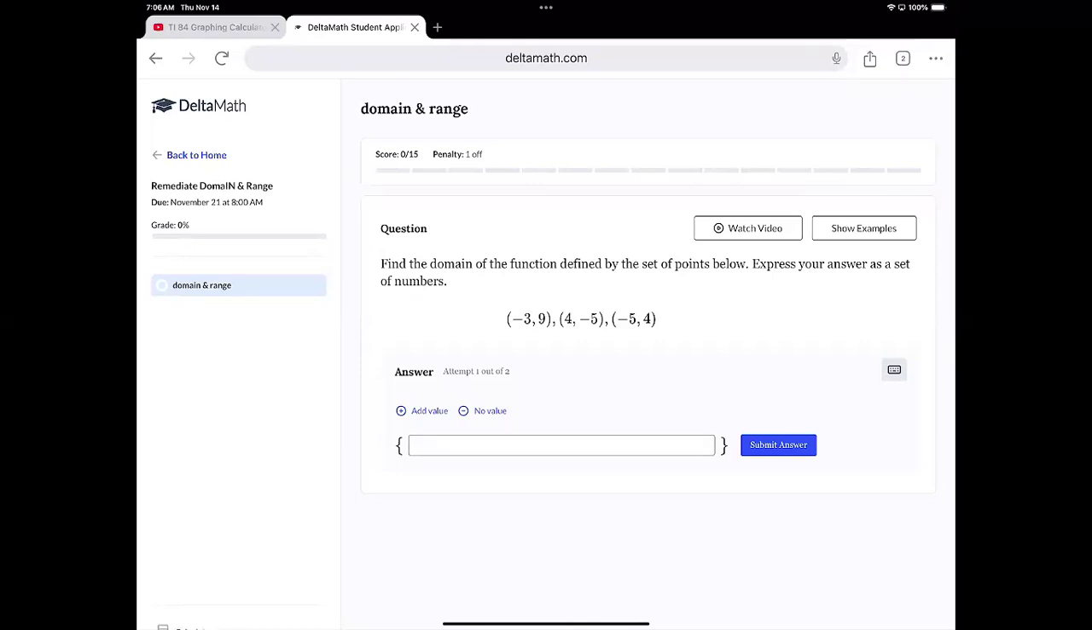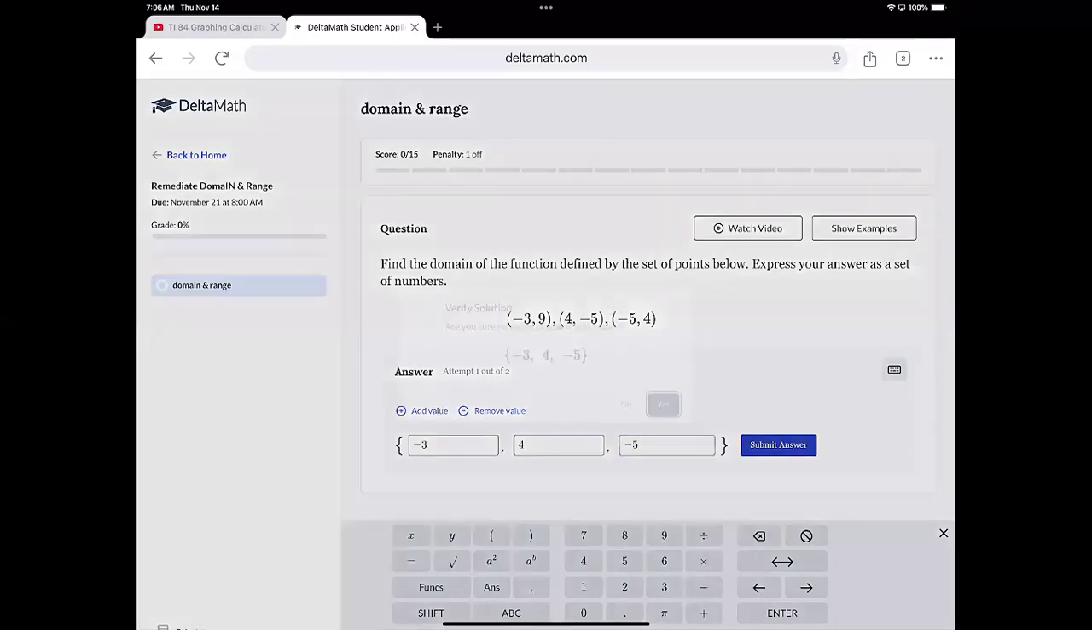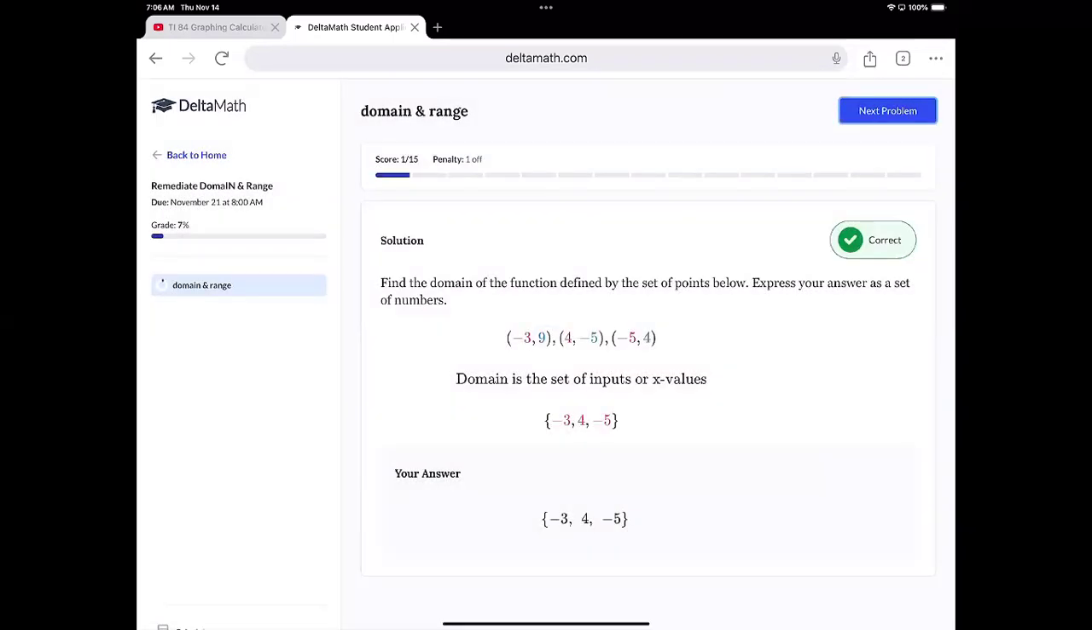Basically, this question is asking for domain. So all you're going to do is list all the X values, because domain is the inputs or the X values. So you're just going to go -3 and then 4 and then -5. Submit it. Okay, so that's just the X values. Range is the Y values.